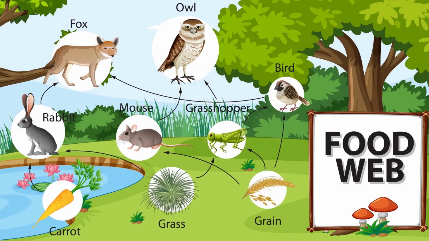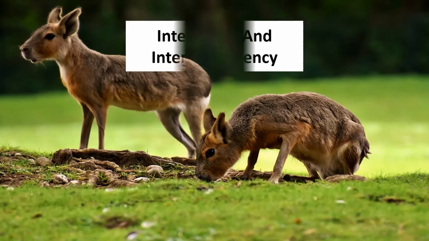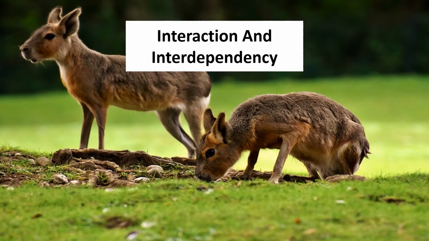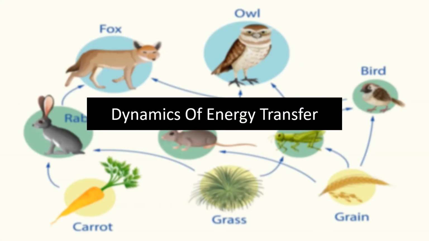We now come to the next topic, that is the food web. As we have already discussed the food chain, now next comes the food web. Now the food web, what does the food web illustrate? It will show us the feeding relationship among the species within a community, how they interact with each other and how they are interdependent with each other, the dynamics of the energy transfer in an ecosystem. So the food web will illustrate the feeding relationship among the species.